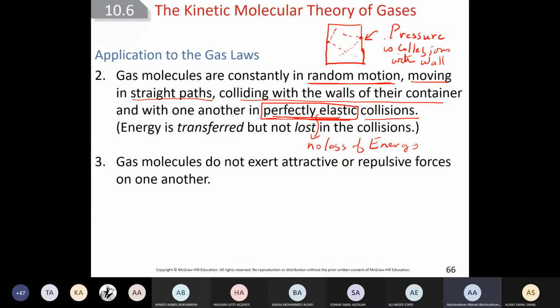There are no attractive or repulsive forces between the molecules. What does that mean? If we are in the container again, and this is one of the gases and this is the other gas, they don't see each other or feel each other at all. There is nothing between them. They don't attract or repel each other. Each one is by itself. It doesn't care about the other gas. Clear?